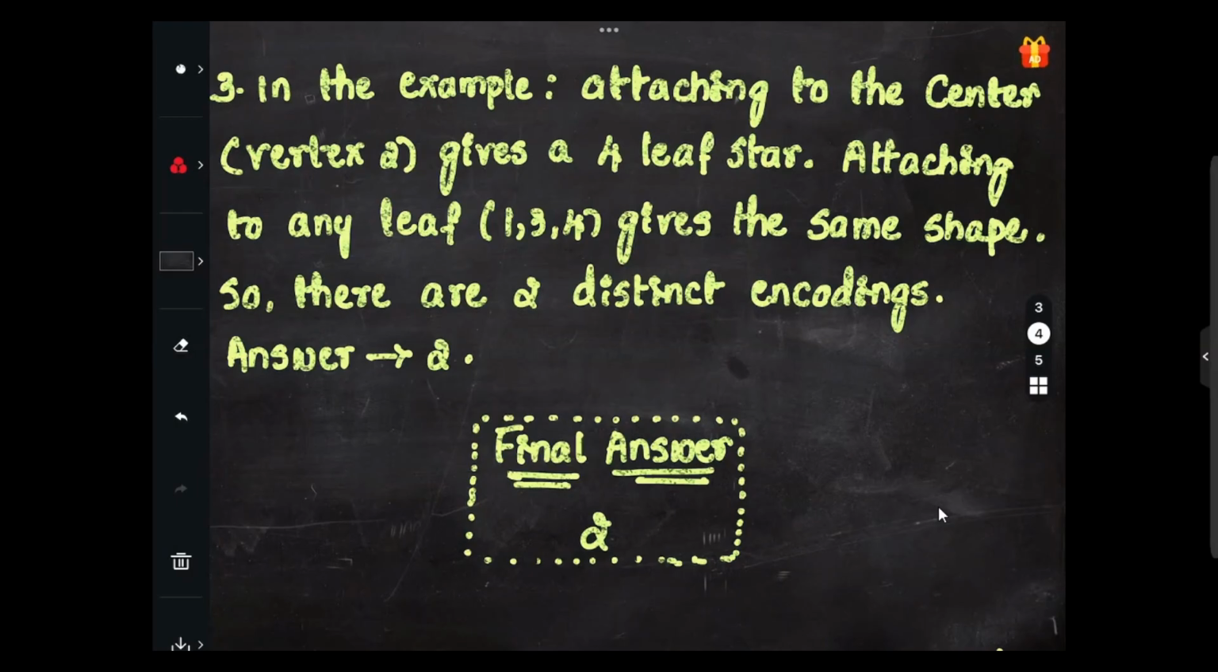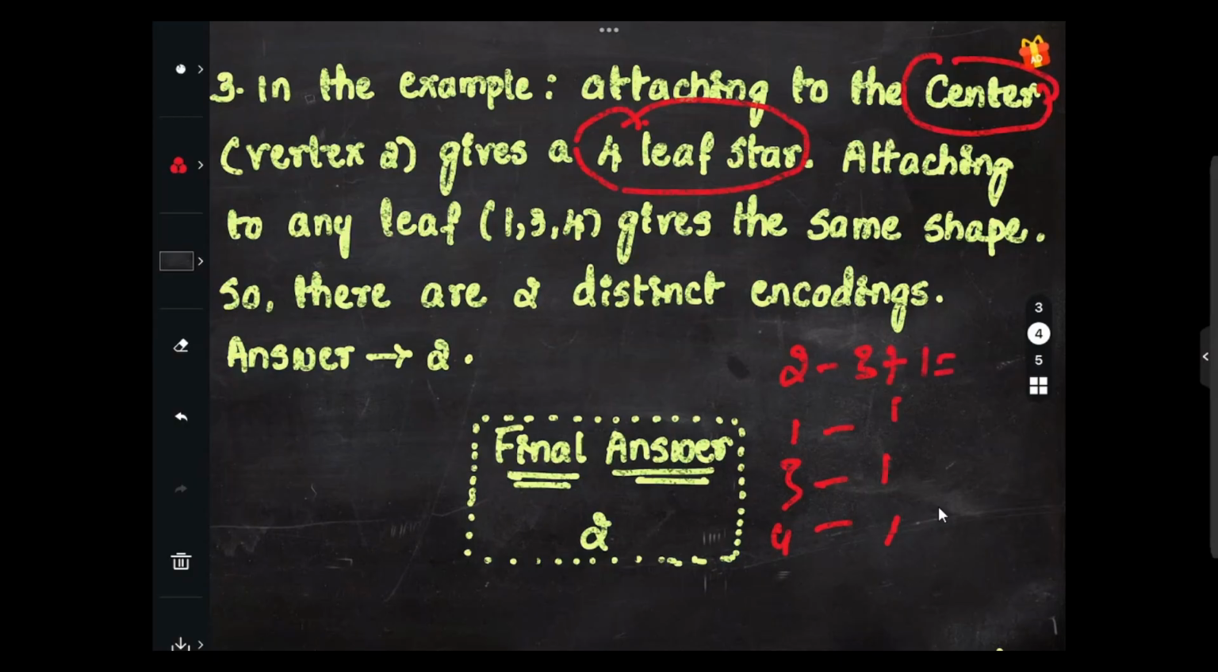Attaching to the center vertex 2 gives a 4-leaf star. Vertex 2 has the degree 3, and all other vertices, 1, 3 and 4, have degree 1. So attaching a new leaf to the center vertex 2, which already has 3, gives the 4-leaf star.